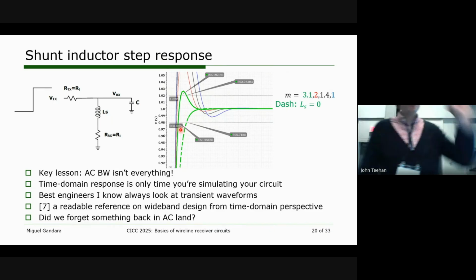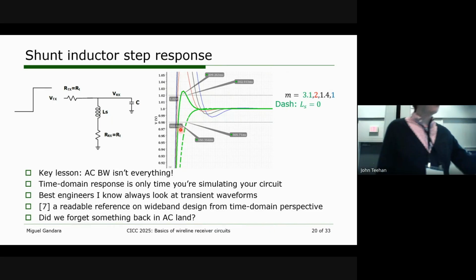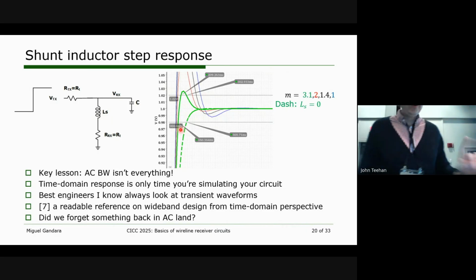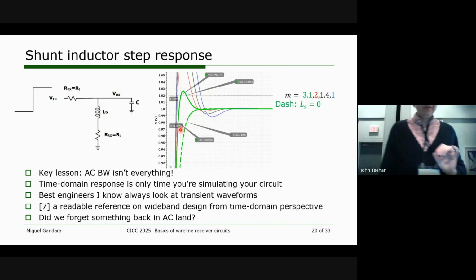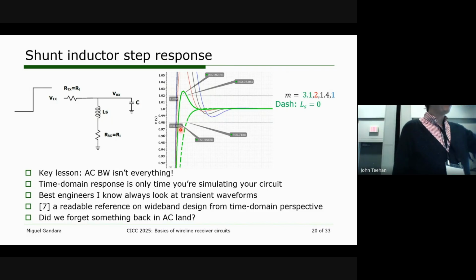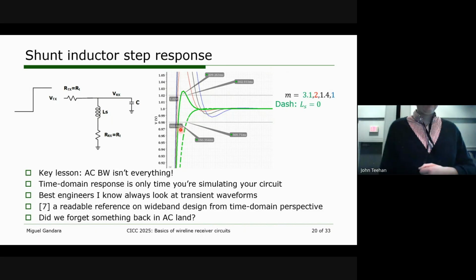When you actually apply a step response to your circuit and see how it behaves, that's the only time you're really identifying any problems within your circuit. The best engineers I know always look at transient waveforms. If you want to read further on wideband circuit design from a time domain perspective, I think reference 7 is a really good reference.